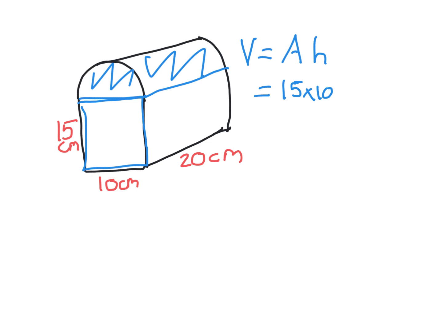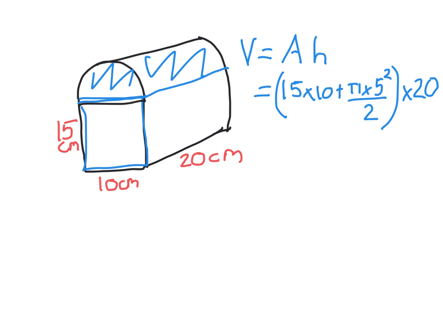So the area of a circle is pi times radius squared. So the diameter is 10, the radius is half that, which is 5. So the area of the circle is pi times 5 squared, but we need to divide it by 2 because it's only half a circle. This here is the area of the cross section. So to find the volume, we simply multiply that by the height of the prism.